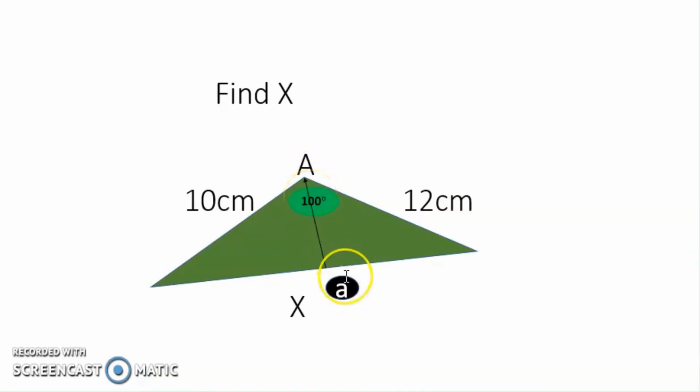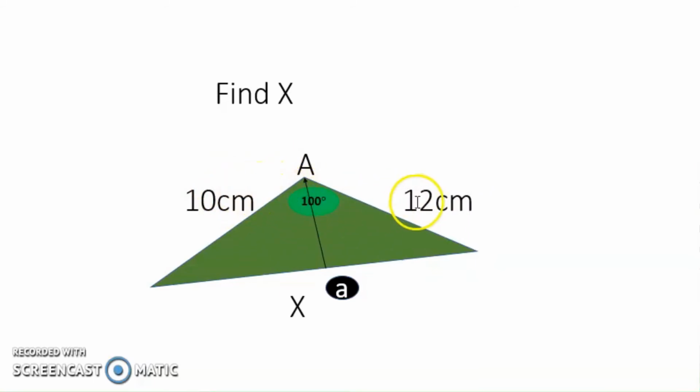now how do we solve this problem? Remember that we are going to use the cosine rule because we are given two sides and an angle in the middle of the two sides.